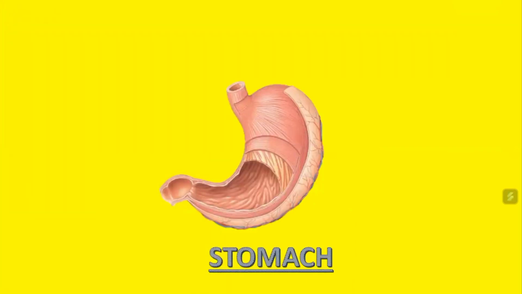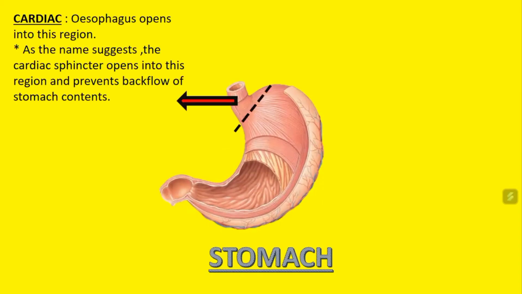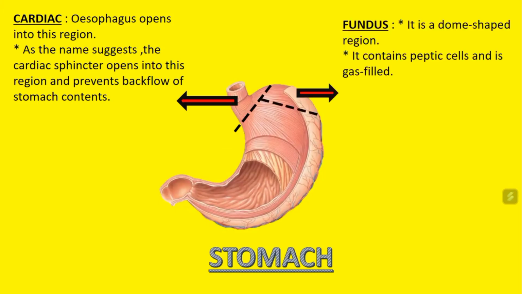Now, let's classify the various parts of the stomach in a detailed manner. Number 1, cardiac. The esophagus opens into this region. As the name suggests, the cardiac sphincter opens into this region and prevents backflow of stomach contents. The next part is the fundus. Fundus is a dome-shaped region and it contains peptic cells and gas.